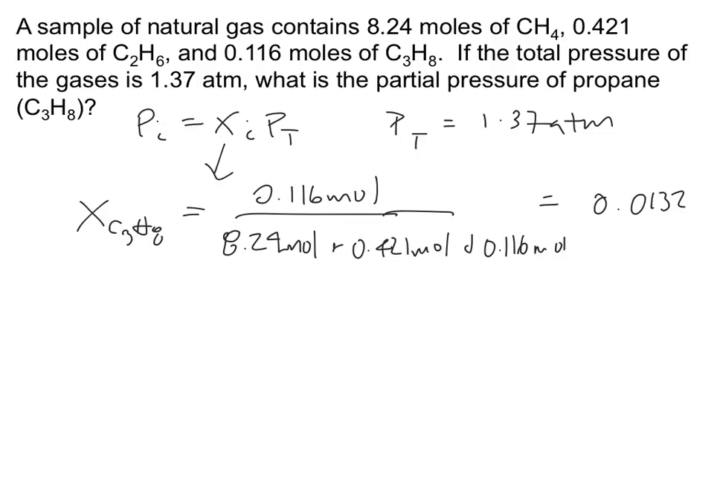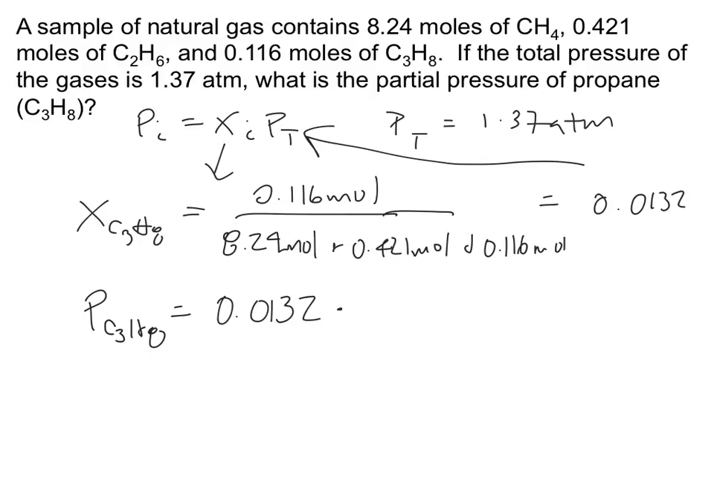So then we're going to take our mole fraction and plug it into the equation up here. The partial pressure of our propane is going to be equal to 0.0132, which is our mole fraction, times our total pressure. We plug that into our calculator, and that's going to give us 0.0181 atm.